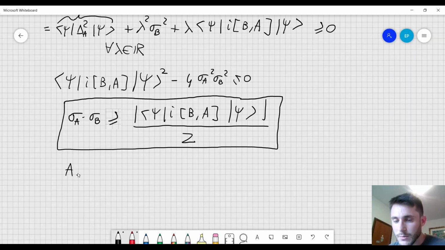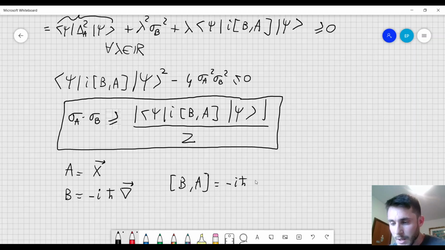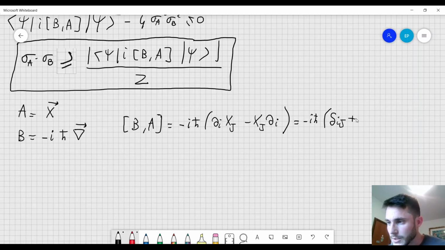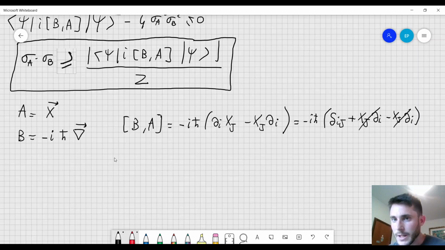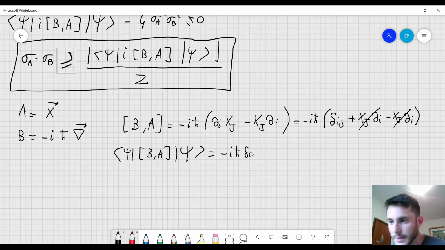Now if A is equal to the position of a particle and B is equal to momentum, that I can write as minus i h bar gradient, the commutator BA is equal to minus i h bar, and then we have the gradient of the position, which if I write using index notation I can write as d_i x_j minus x_j d_i, and this is equal to minus i h bar Kronecker delta ij plus x_j d_i minus x_j d_i. This will give 0, and therefore we can write that the expectation of the commutator will also be equal to the same quantity, because that's just a number, so this is minus i h bar delta ij.